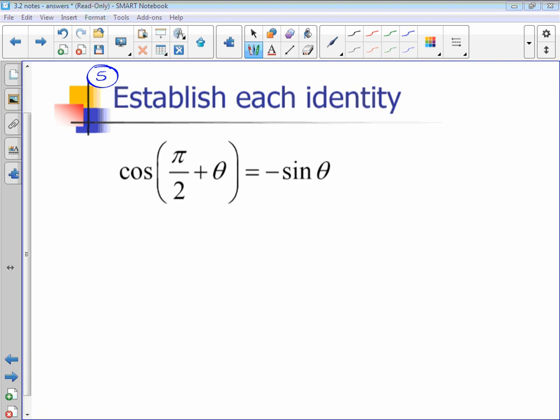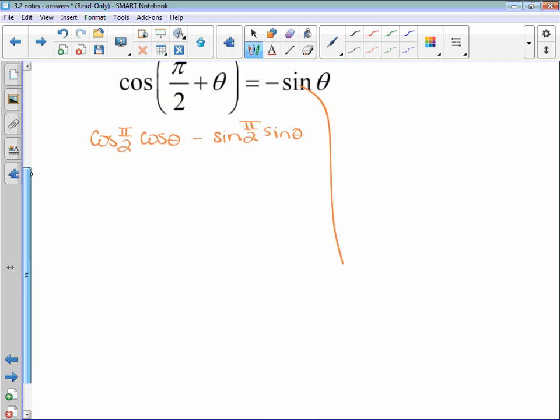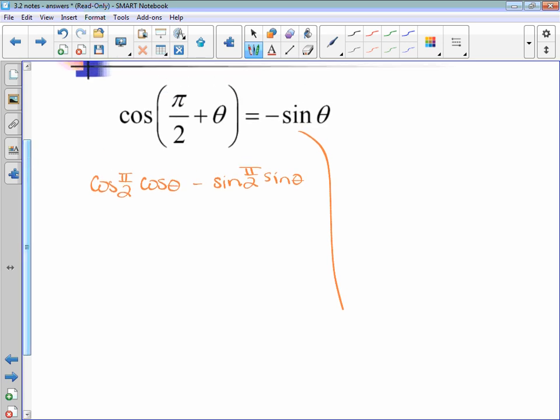The left side of this, we could expand that with a formula, right? Because this is cosine of something plus something. So I'm going to write cosine of pi over 2 times cosine of theta minus sine of pi over 2 times sine of theta. So again, that is just using the cosine of an angle plus an angle formula.